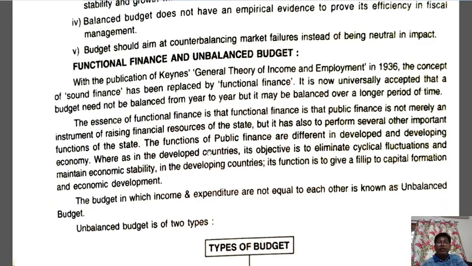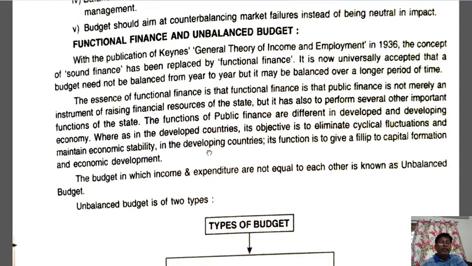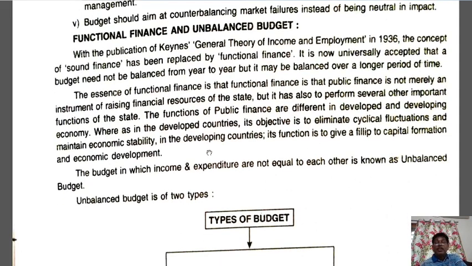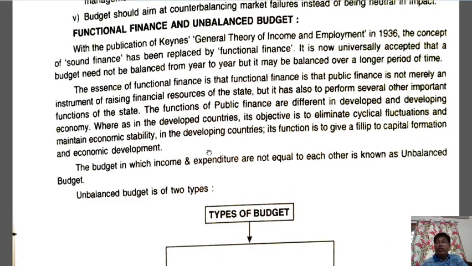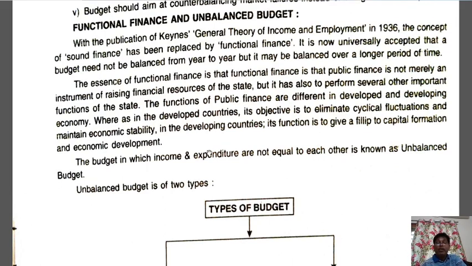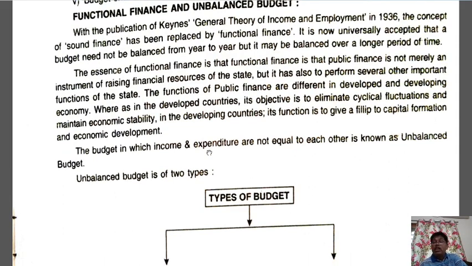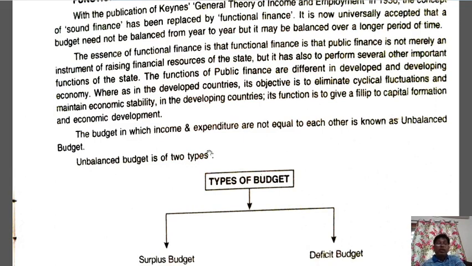Functional finance and unbalanced budget. With Keynes's General Theory published in 1936, the concept of sound finance has been replaced by functional finance. It is now universally accepted that the budget need not balance from year to year, but should balance over a longer period of time. This is the functional budget.